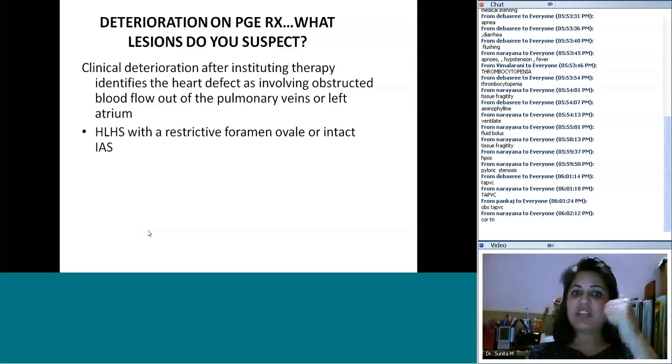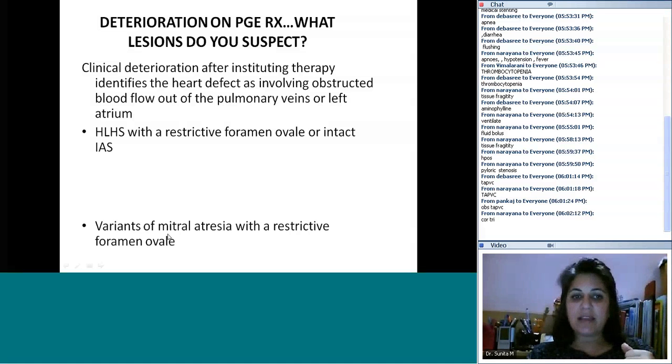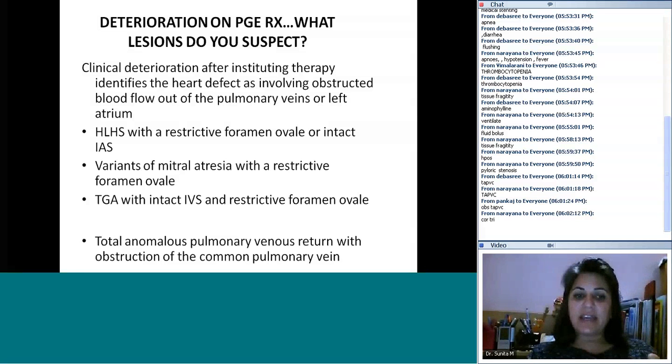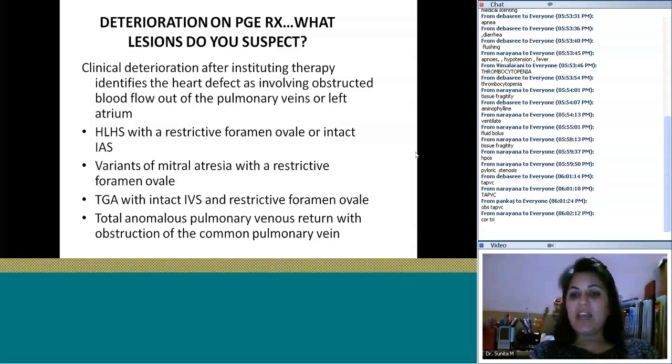So let's say you have hypoplastic left heart. You start prostaglandin. Patient gets worse. It could be that he's got a restrictive foramen ovale. So blood is now coming back to the left atrium, but it's not able to go out from there. So you're actually causing further back pressure on your lungs. So situations where you would start prostaglandin, but now they're getting worse, would be things like hypoplastic left heart with a restrictive foramen ovale, any form of mitral atresia with a restrictive foramen ovale, TGA intact IVS with a restrictive foramen ovale.